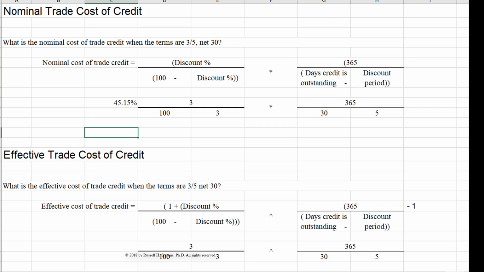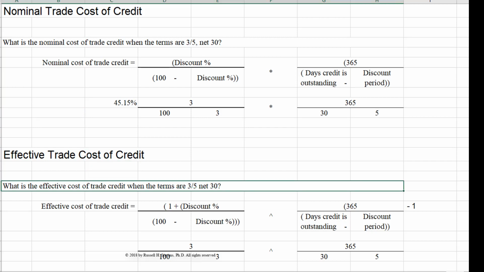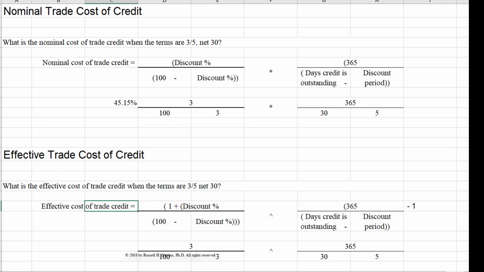On the lower part of the screen in front of you is a very like computation to calculate the effective trade cost of credit. While the formula looks very much the same, don't be fooled. There are some substantial differences. Since the source numbers are all the same, they have been automatically filled in using cell references. Highlight the workbook cell down 4 lines from effective cost of trade credit and to the left of the 3.